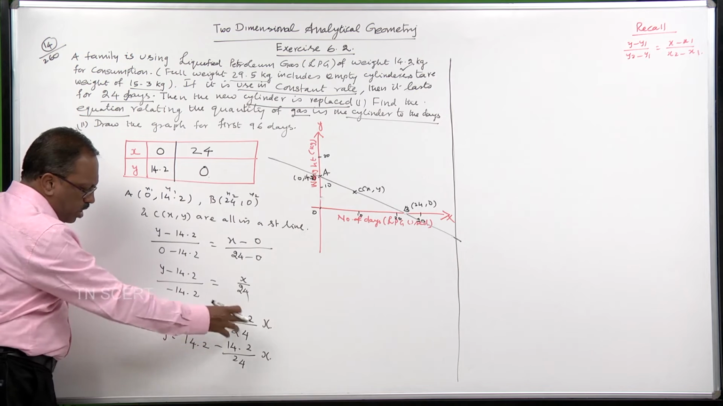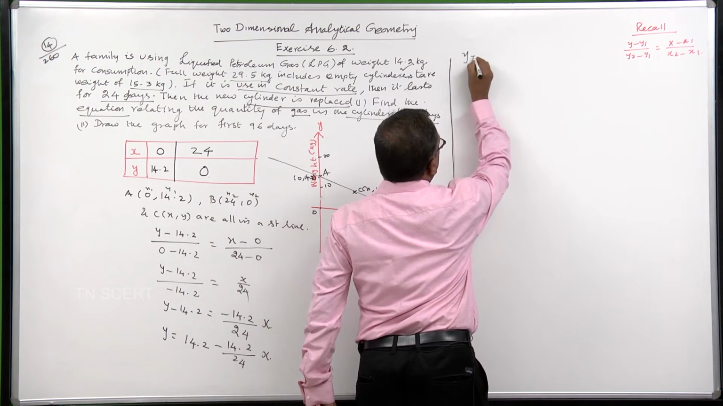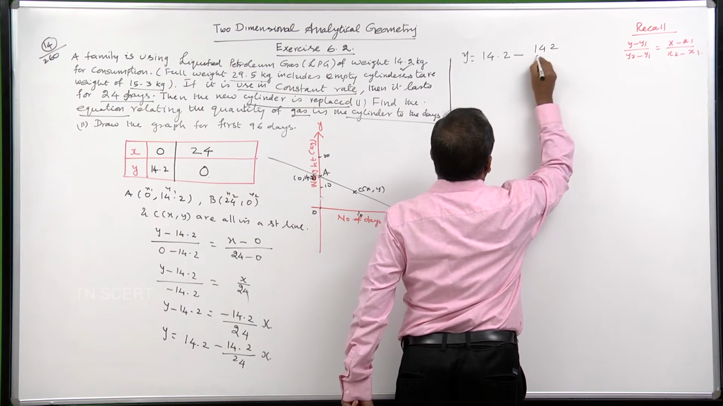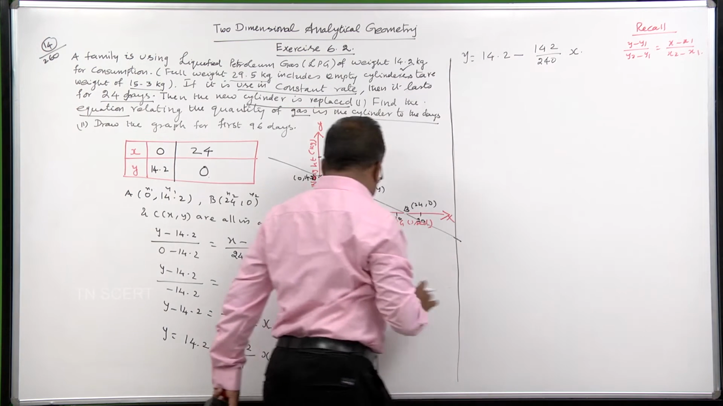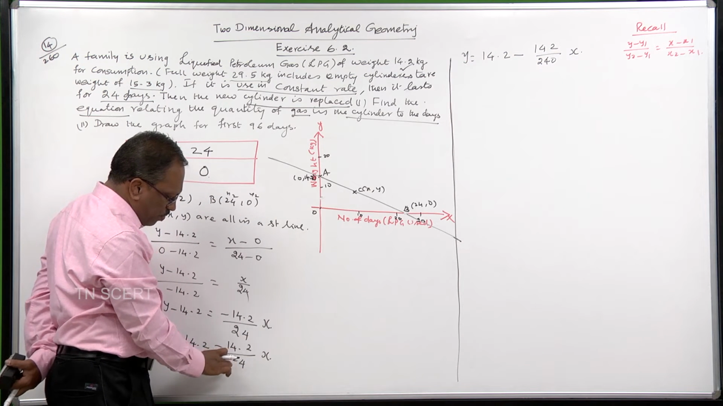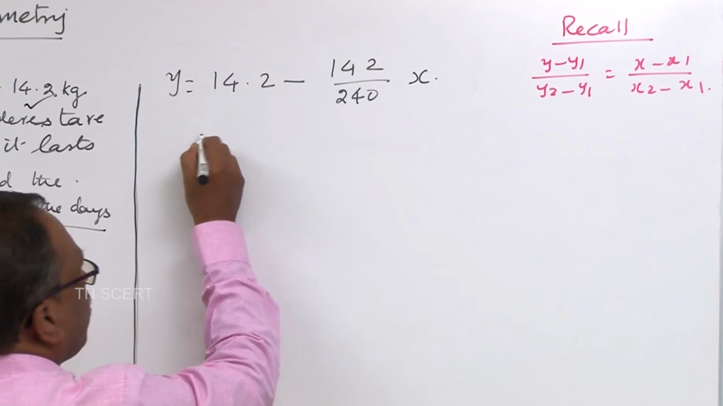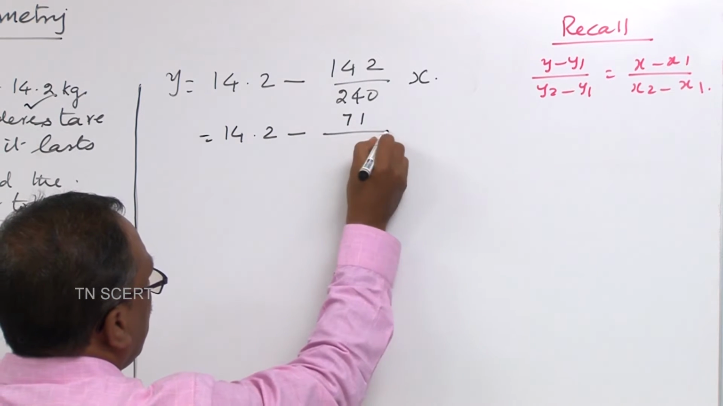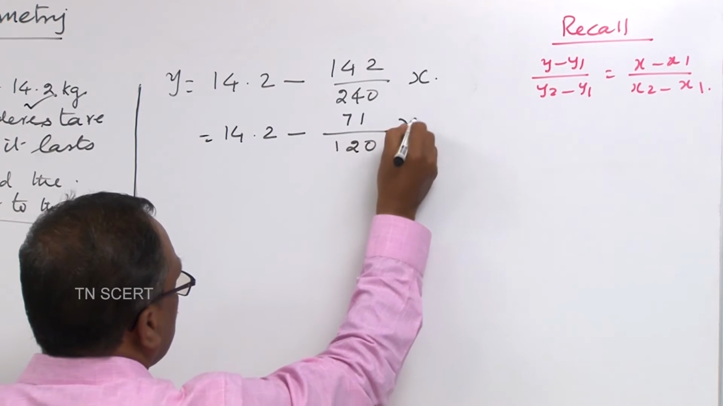In order to make things integers, I can write it like this: y is equal to 14.2 minus 142 by 240 x. I multiplied by 10 and 10 so that the decimal will go. This becomes 240, and then you have to simplify. By simplifying, it is 14.2 minus 71 by 120 x.